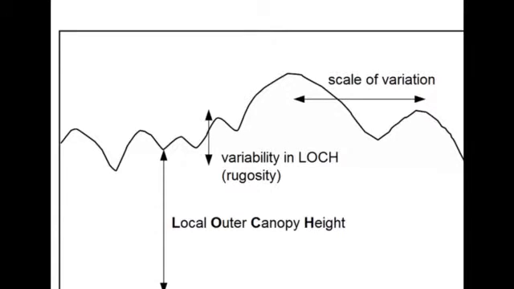So here's the things that I was speaking about in picture form: local outer canopy height, the variability in that, and then also the scale of variation. It's possible to calculate how far away you have to go in horizontal distance before structures are uncorrelated.